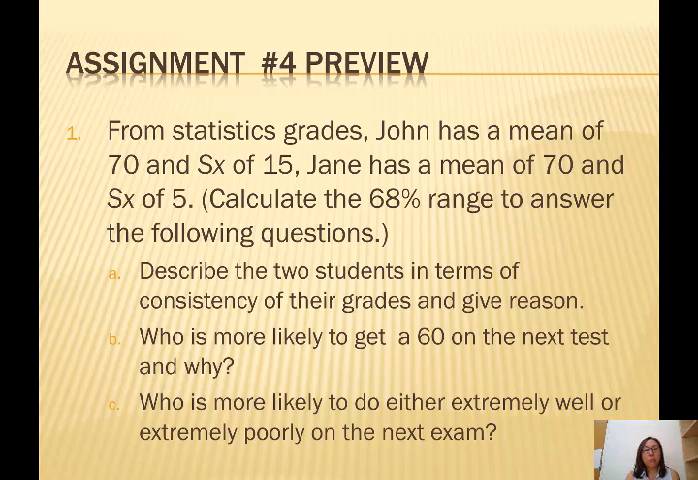And the second question is, who is more likely to get a 60 on the next test and why? So when you look at the 68% range that you've calculated for John and for Jane, that 68% range is where the majority of the time their score is going to be. So see if between the two ranges, which student's range contains the score 60, right? Who's more likely to get a 60 on the next exam? And it wouldn't surprise you because it's within the usual range. So look at the 68% range for the two students to answer this question.